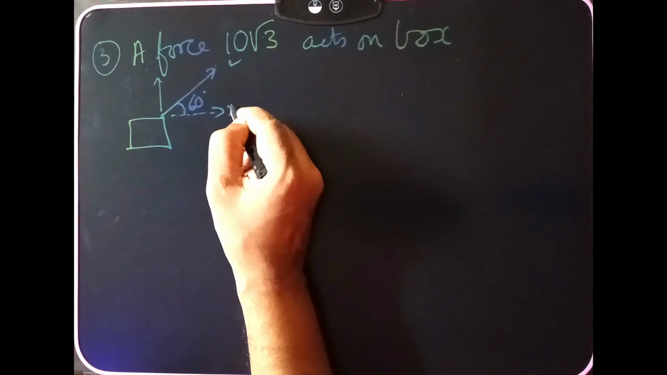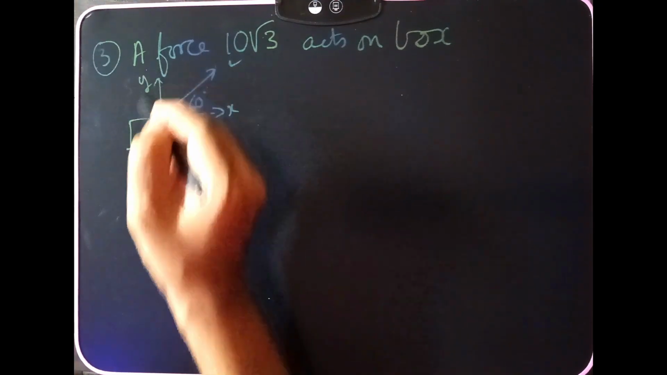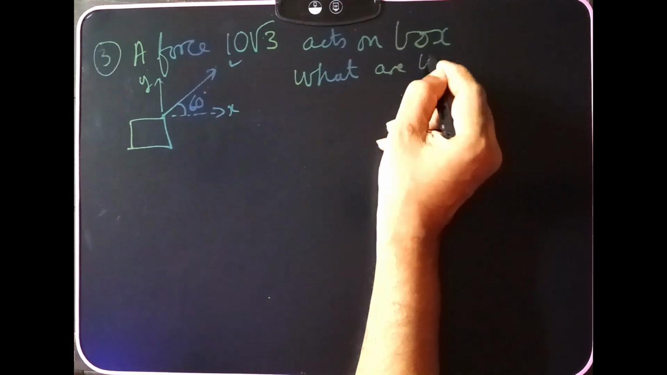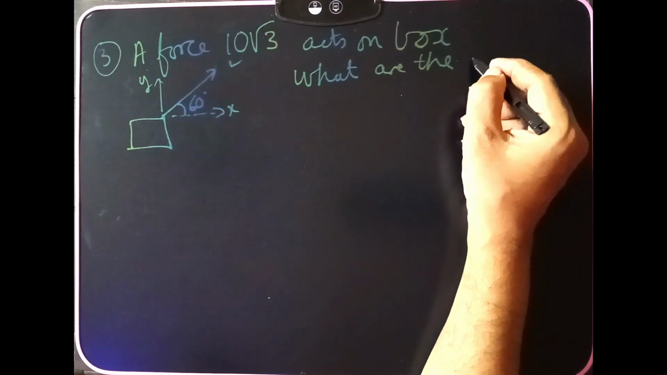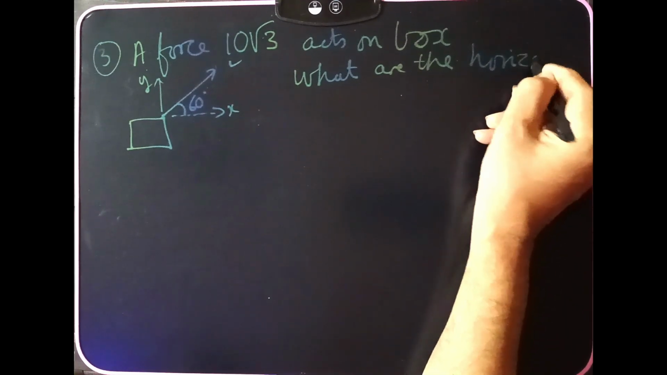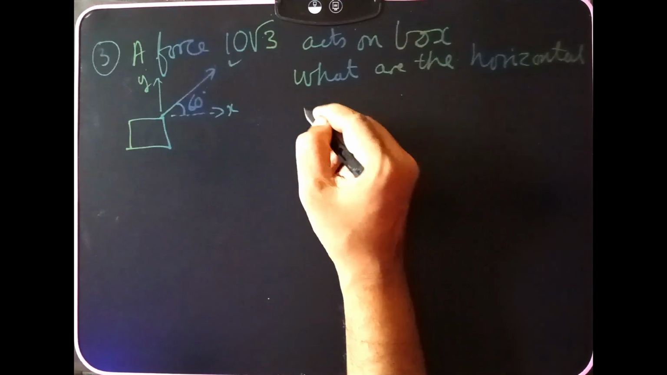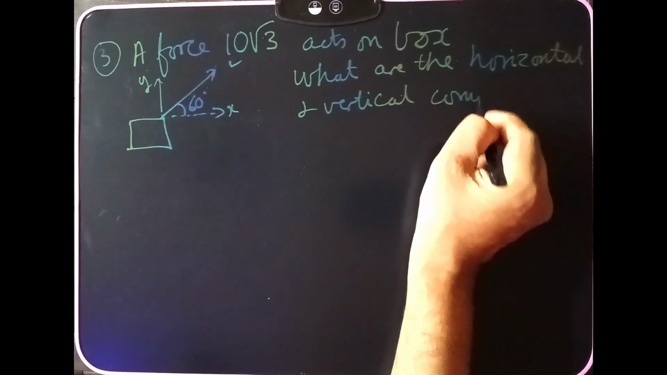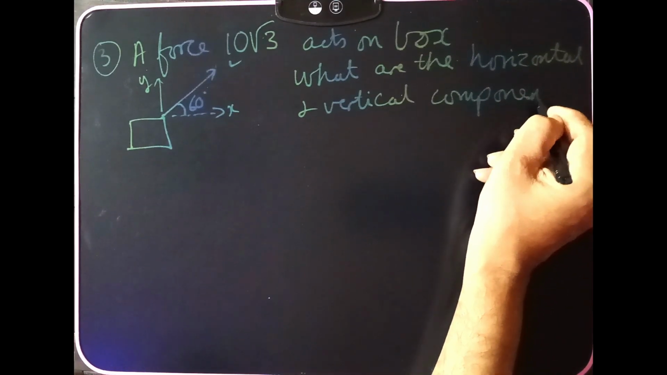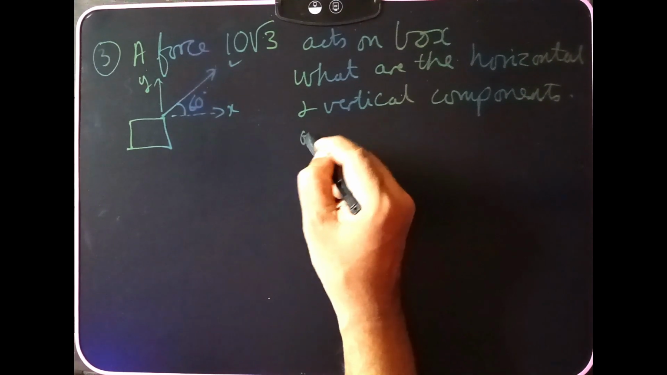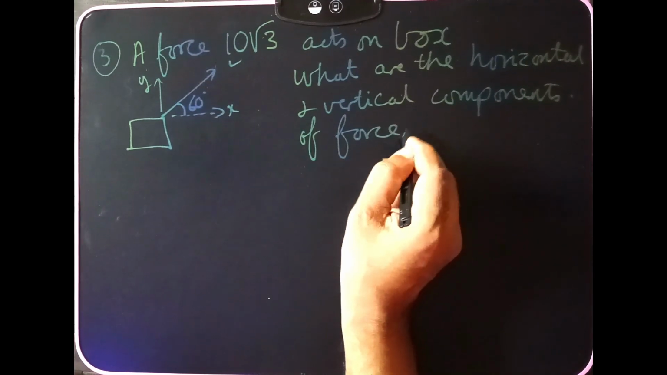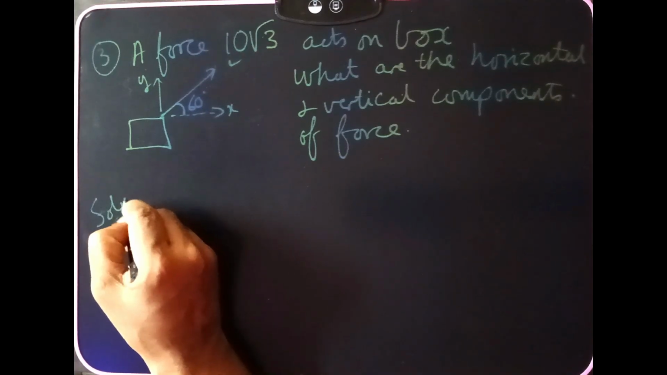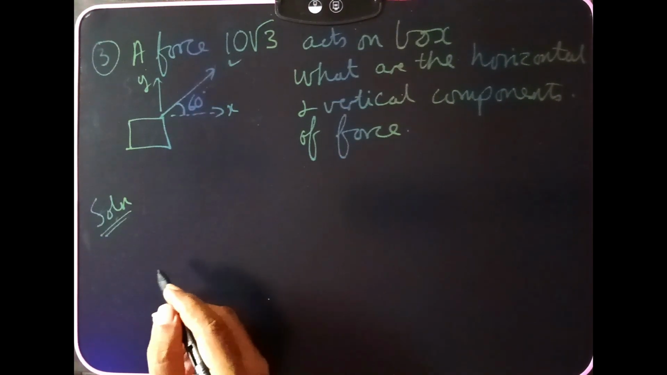So these are the two coordinate axes, right? This is x, this is y. It is asking what are the horizontal and vertical components of what? Of force. So it is a straightforward problem. Try to solve it, right?